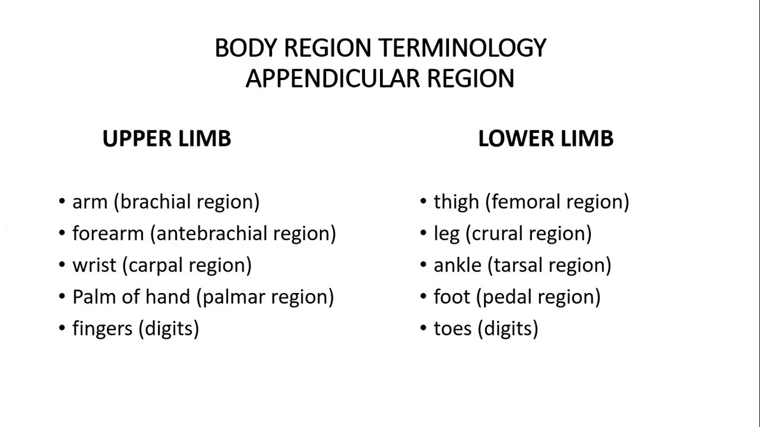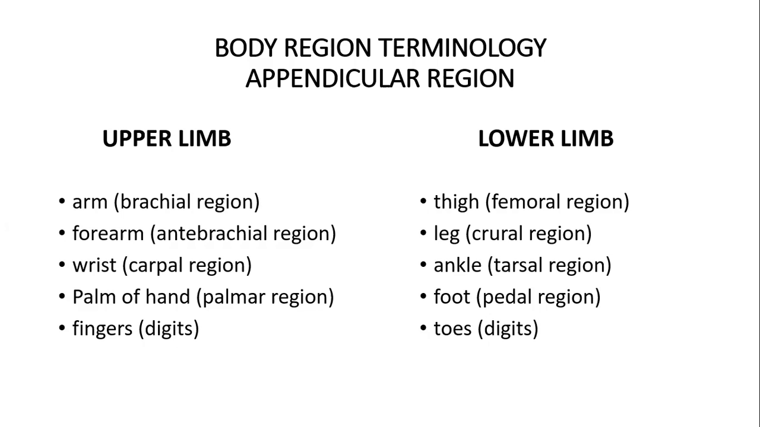In the lower limb, the thigh or the femur itself is the femoral region. The lower leg, made up of the tibia and the fibula, is known as the crural region. And you'll hear that especially when we're talking about the back of the knee. That's really an important part known as the crural region. The ankle is known as the tarsal region.